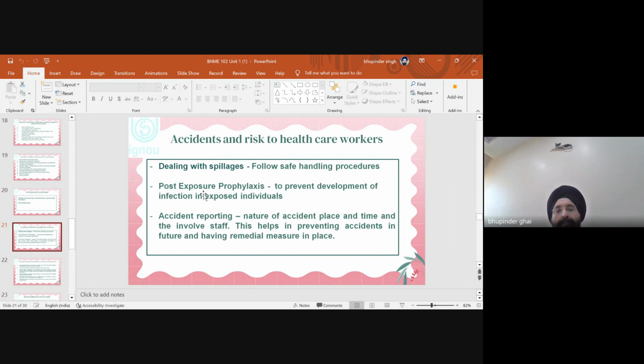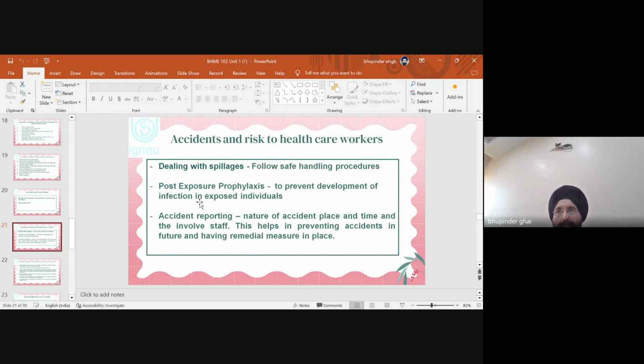In that case, the worker should be given post-exposure prophylaxis, which, in case of hepatitis B, is vaccination. In case of HIV positive cases, it is antiviral medication.